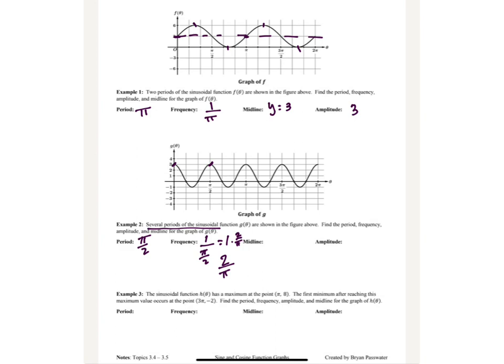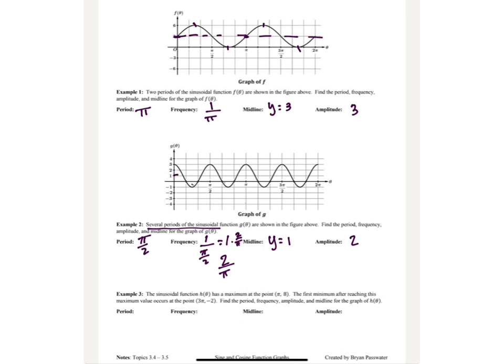Can you see it? If I mark off pi, do I complete 2 cycles? 1, 2. Yes. 2 cycles for every pi radians. Okay. Midline. Y equals 1. Amplitude from 1 up to 3 for the peak, or from 1 down to -1. Feels like amplitude is 2 here.